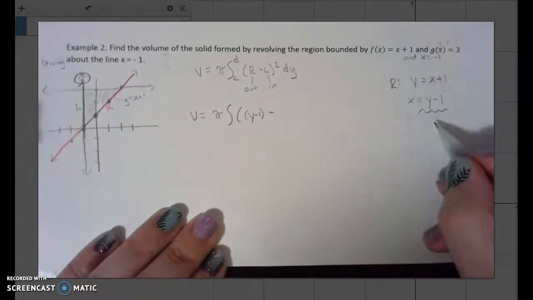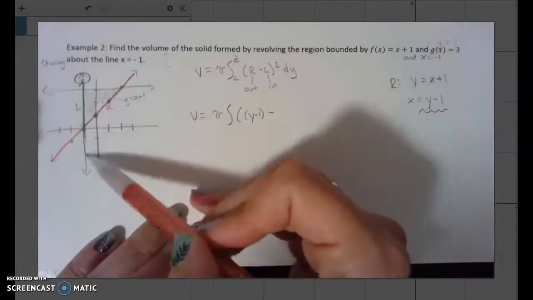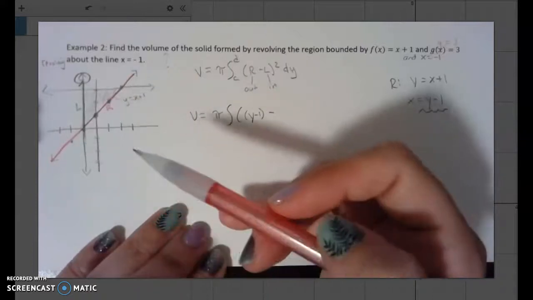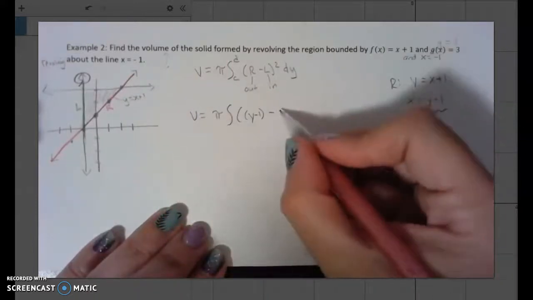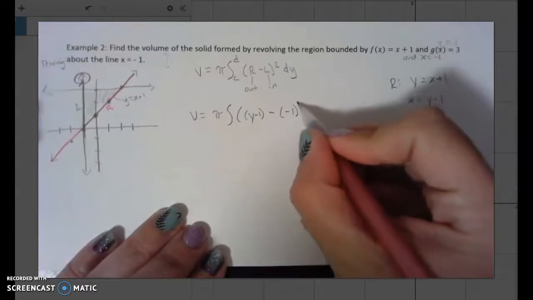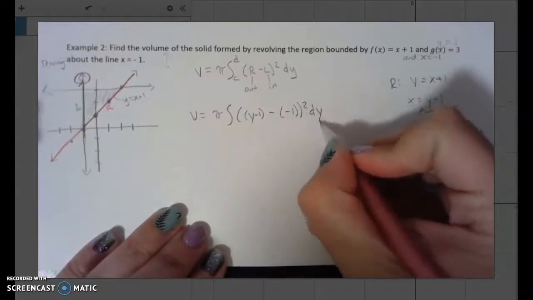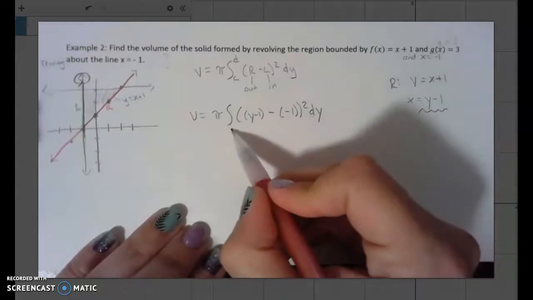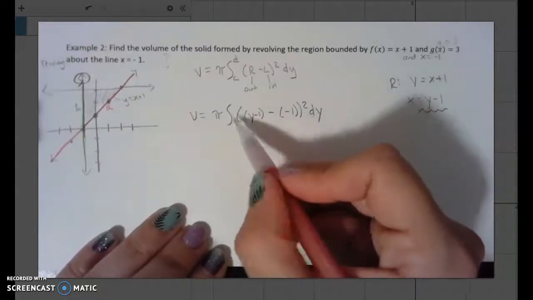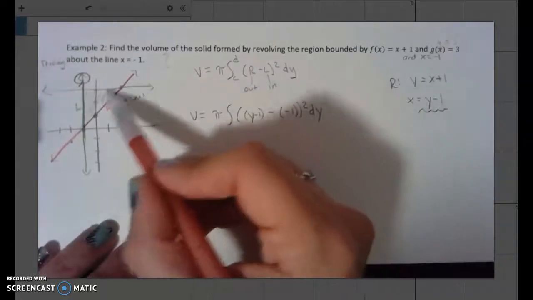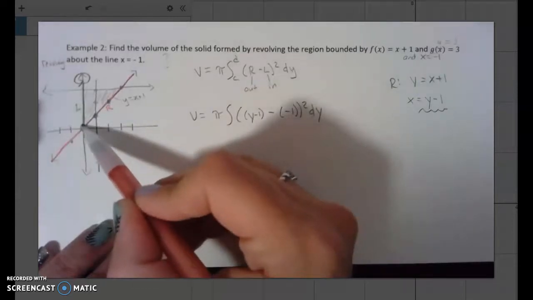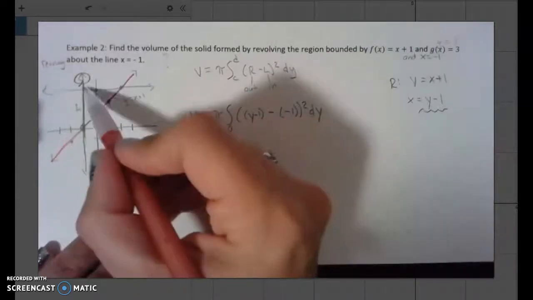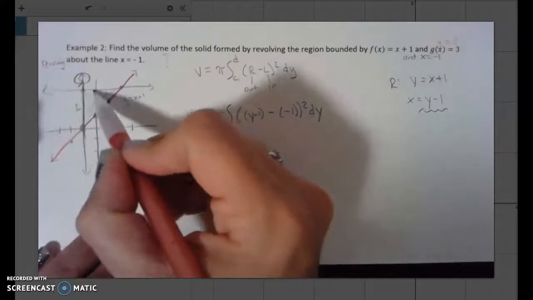Then I'm going to subtract my left function. Well, this said x equals negative 1. That's already solved for x, so that's pretty easy. Negative 1 squared. These are going to be in terms of y. Now remember, this lower and upper bound need to be y values. So of this shaded area, my lowest y is 0, and my biggest y is 3.